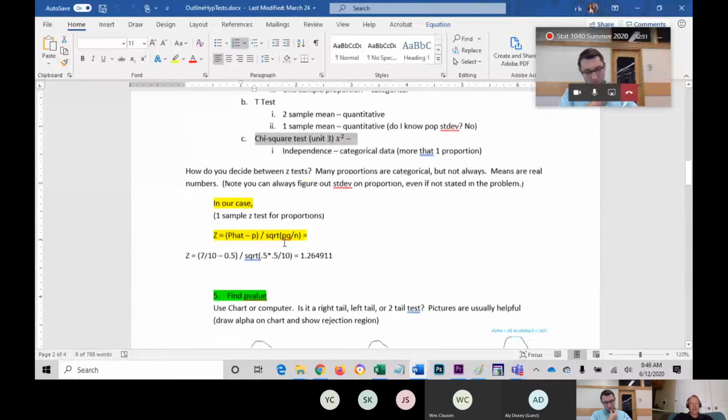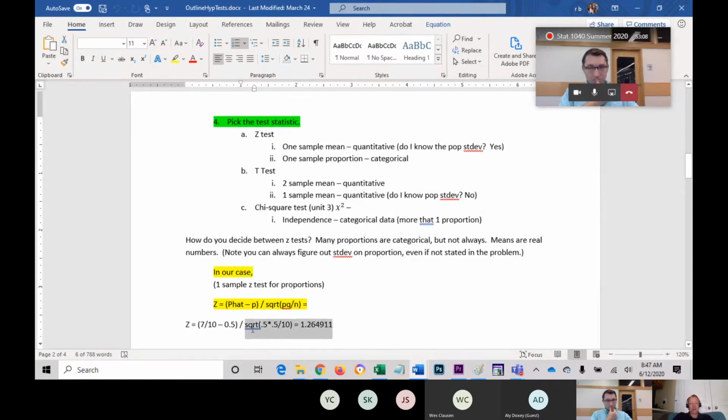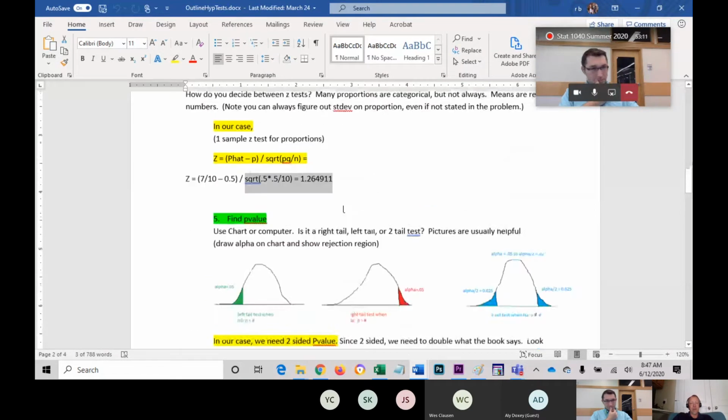Step number 5, so pick the correct statistic, and not only do you have to pick whether it's a z, a t, or a chi-square, but then you have to do the calculations, okay? We'll talk about that in a minute.